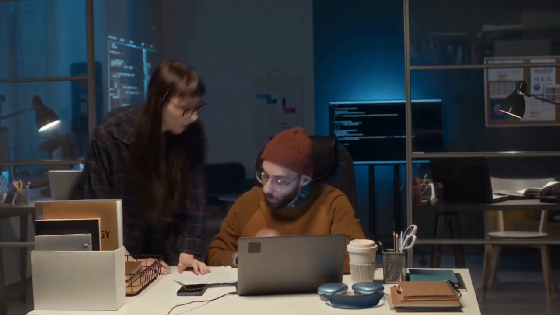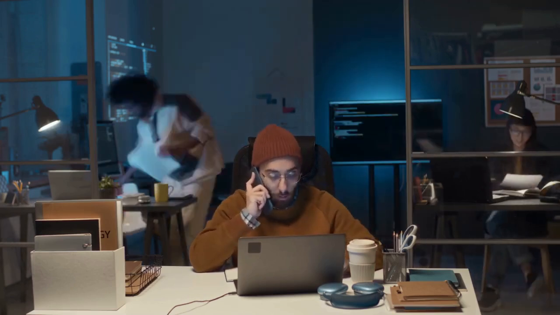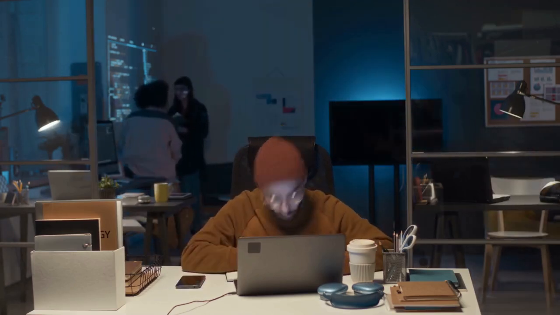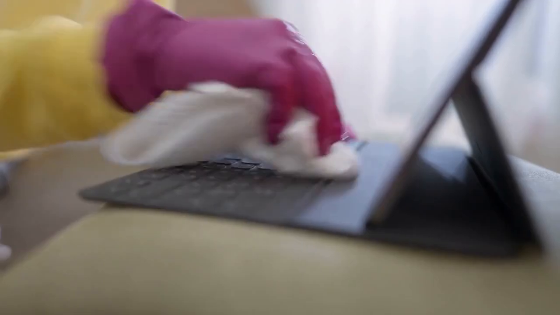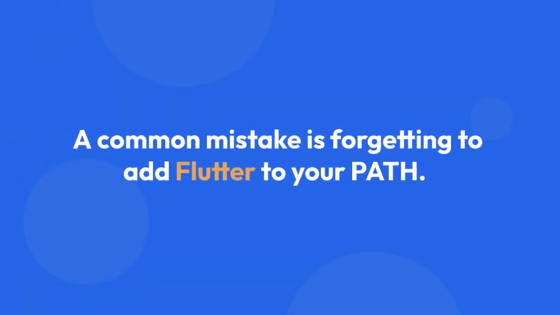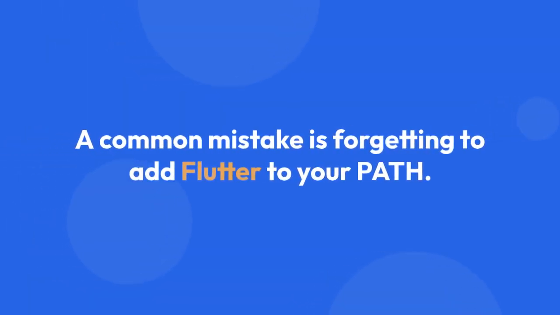1. Check Flutter installation. First, ensure Flutter is correctly installed and added to your system's path environment variable. You can verify this by running flutter --version in your terminal or command prompt. If Flutter isn't found, you'll need to reinstall it, making sure to follow the official Flutter documentation carefully and correctly setting up the environment variables. A common mistake is forgetting to add Flutter to your path.